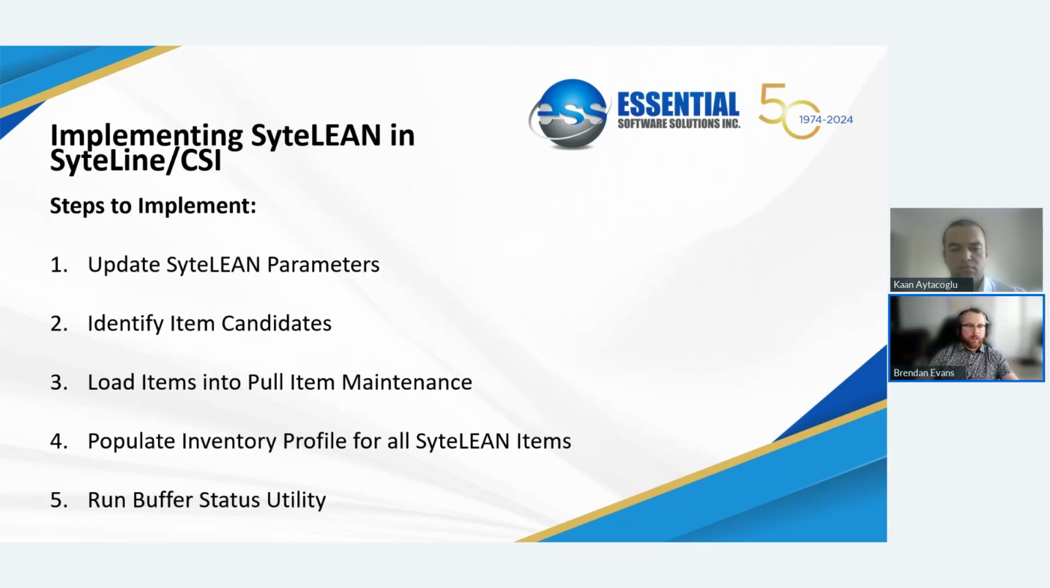So how do we implement SyteLean? Well, it's actually pretty straightforward. There are 5 steps to implement. The first step is to configure your SyteLean parameters. You'll begin doing this by setting up your warehouse-specific parameters in the SyteLean parameters form. That'll include things like setting up the service levels, the lead time factors, which determine how much your buffer should be impacted by the length of lead time for your items, average daily usage, and a few other factors that we'll take a look at in a minute here.